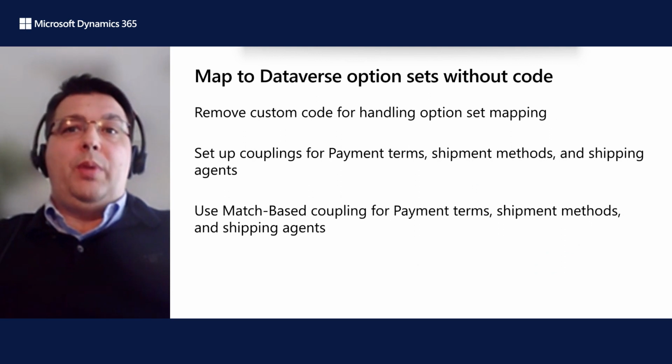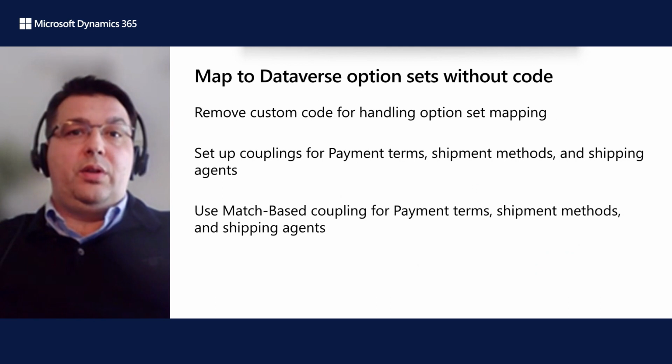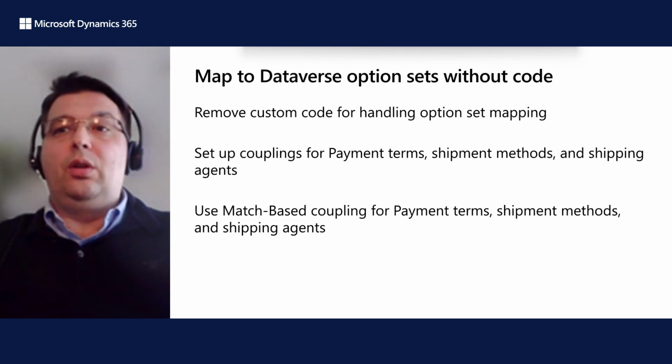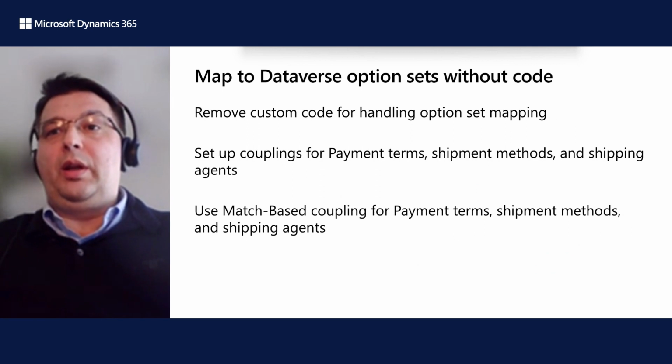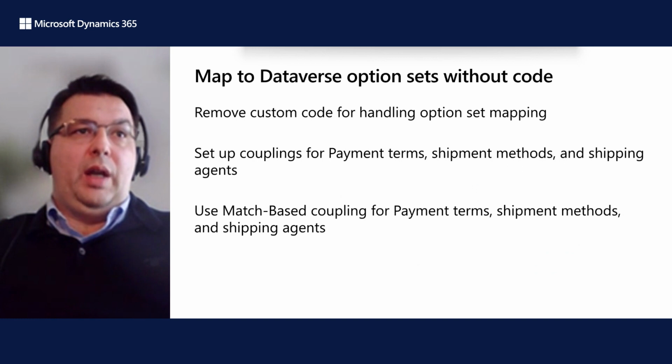You can now view which payment terms, shipment methods, and shipping agents are coupled using the Coupled to Dataverse column, as with any other data that is being synchronized. You can synchronize those using the Synchronize action, couple or delete them by choosing the Set Up Coupling or Delete Coupling actions, or do a match-based coupling by choosing the Match-Based Coupling action.